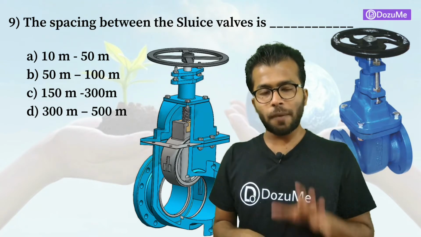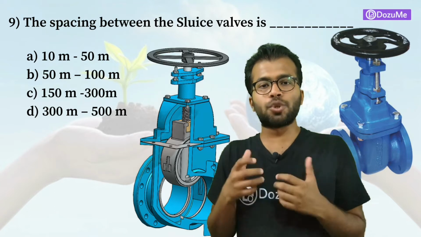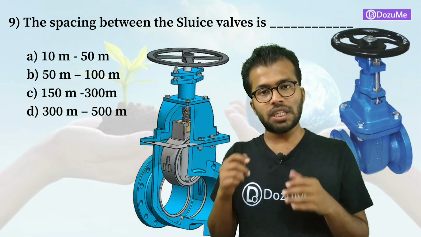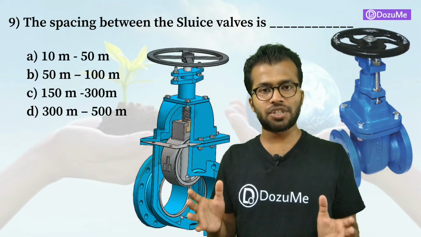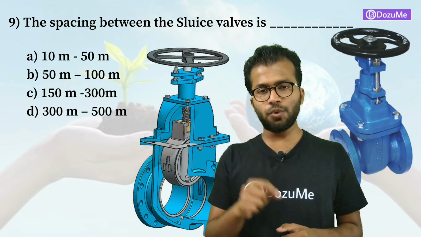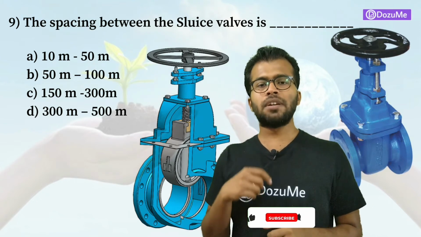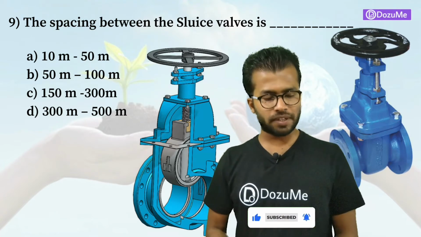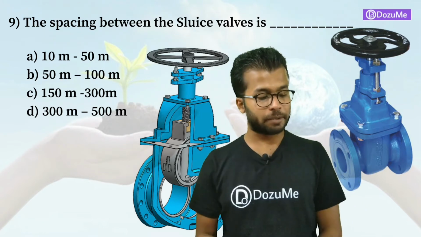The spacing of sluice valves depends upon the area. If the population is dense, then we have to provide the sluice valves closer together. If the population is light, then we will provide the sluice valves at a farther distance. So for the closer area, we will choose 150, 160 or 170 meters of distance between two sluice valves, and for the lightly populated area, we will go for 250, 280 or 300 meters. So option C will be the correct answer, within the range of 150 to 300.